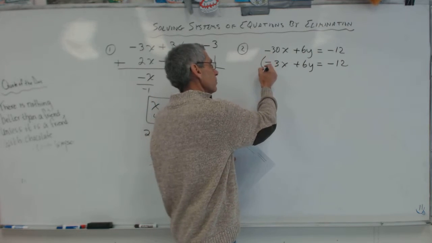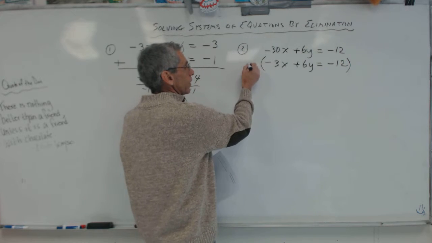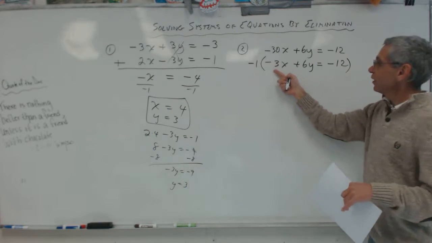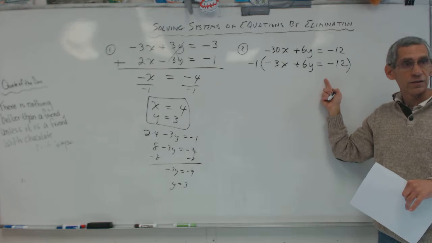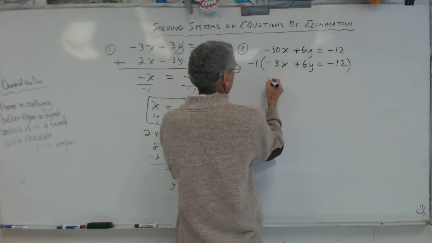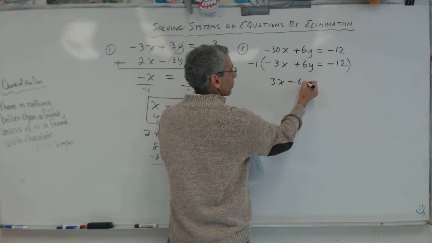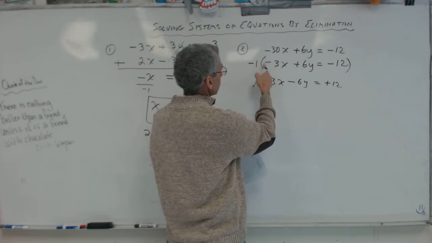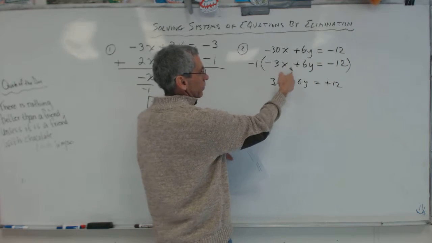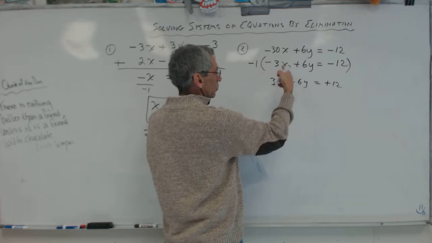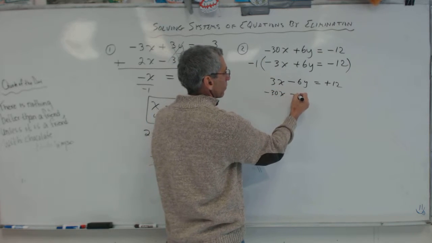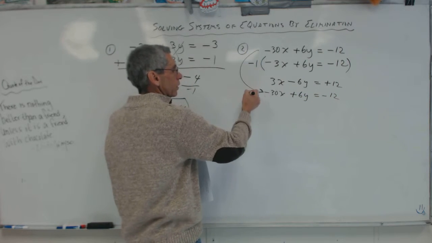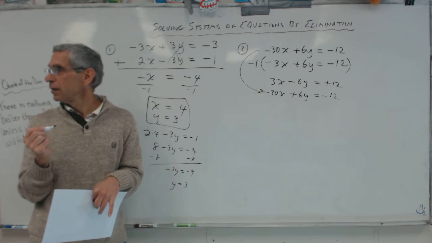So what I sometimes do is I just say, okay, let's multiply one of them by a negative 1. Does that make sense? That way everything changes sign in that equation, right? So suddenly I have positive 3x minus 6y equals positive 12. All these signs had to change because I'm multiplying it by negative 1. All right, now I'm going to rewrite this one underneath it. Negative 30x plus 6y equals negative 12. You see what I did? I just rewrote that one here. Does that make sense? Got it?